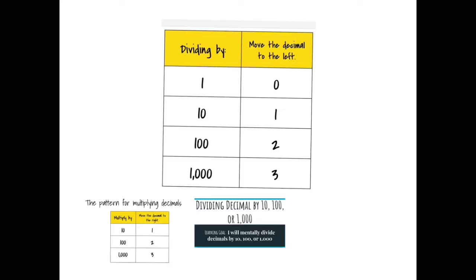So if you're dividing by 10, you would move the decimal point to the left 1 place value. If you are dividing by 100, you move the decimal point to the left 2 spots. And if you're dividing by 1,000, you move the decimal point 1, 2, 3 spots to the left.